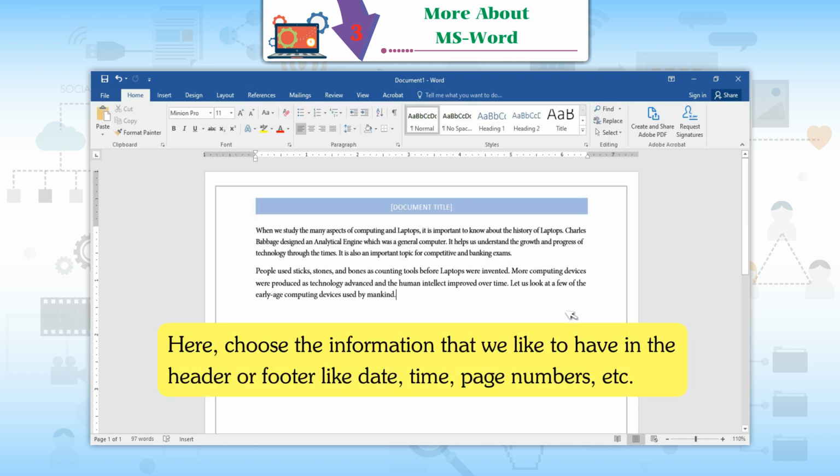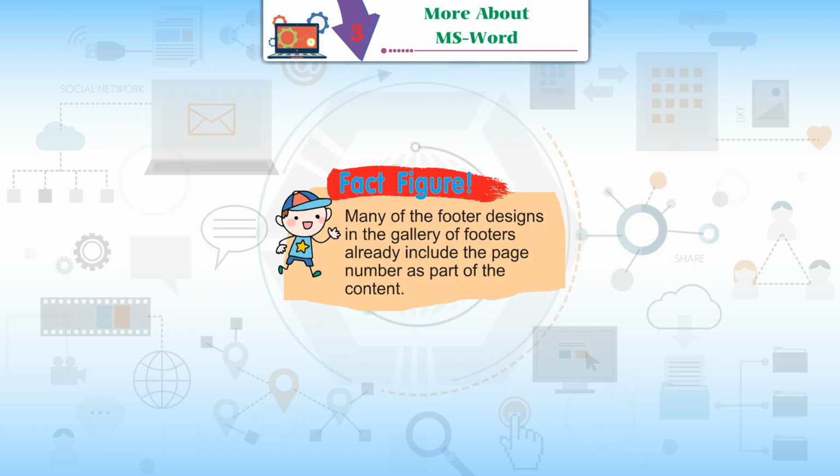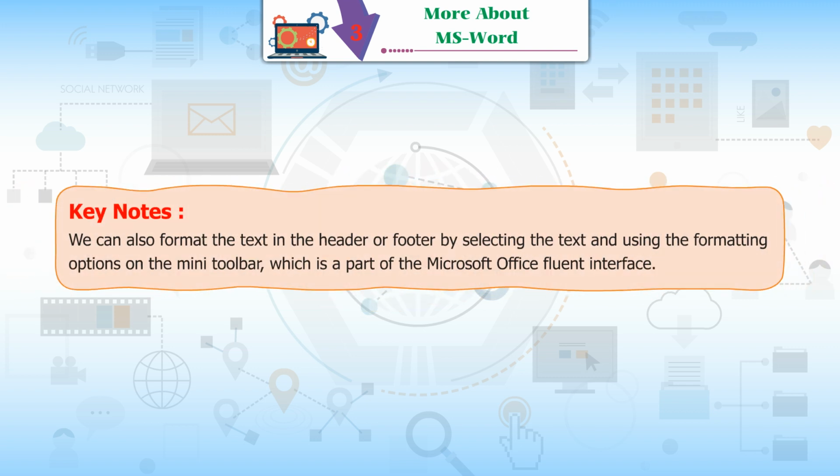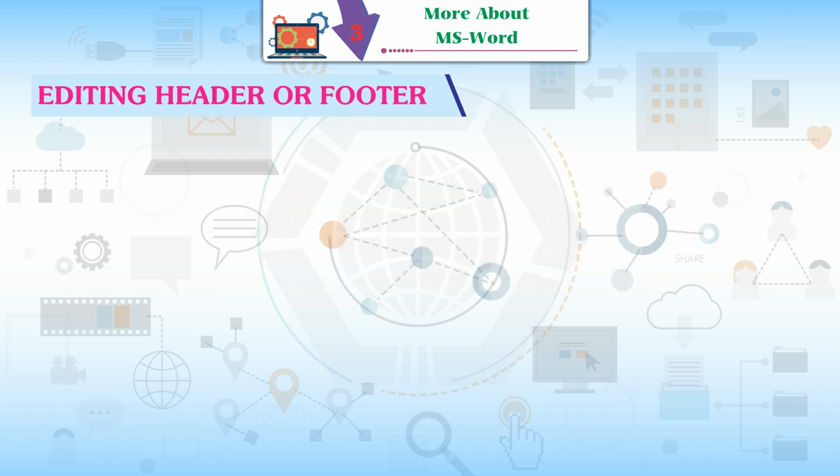Now choose a style. Here, choose the information that we would like to have in the header or footer, like date, time, page numbers, etc. Fact figure: many of the footer designs in the gallery of footers already include the page number as part of the content. Keynotes: we can also format the text in the header or footer by selecting the text and using the formatting options on the mini toolbar, which is a part of the Microsoft Office Fluent user interface.